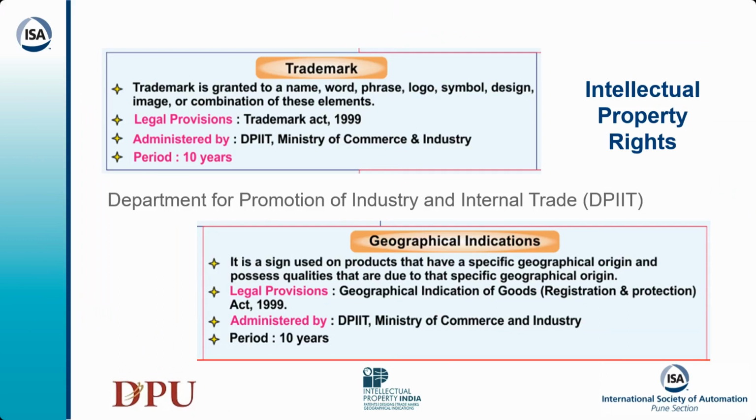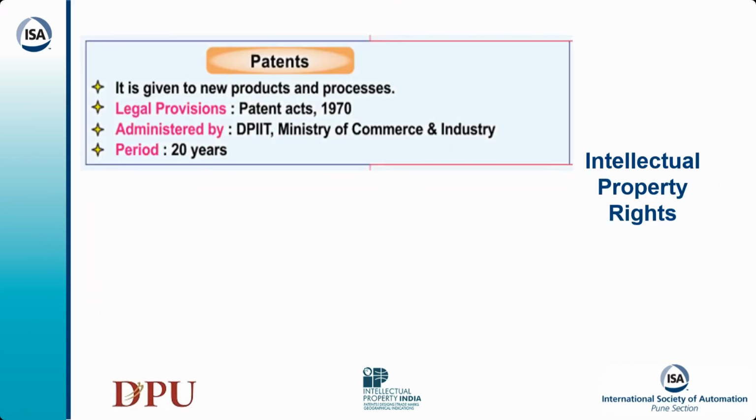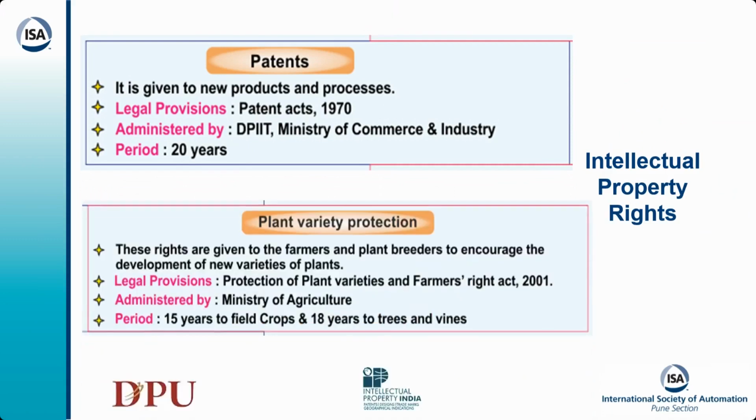Next is geographical indications. We have just discussed it. It comes under the control of DPIIT, and the duration for this is again 10 years. Next is patents. Patent comes under the legal provisions of the Patent Act 1970, and it is again administered by DPIIT, Ministry of Commerce and Industry, and the duration for patent is 20 years.